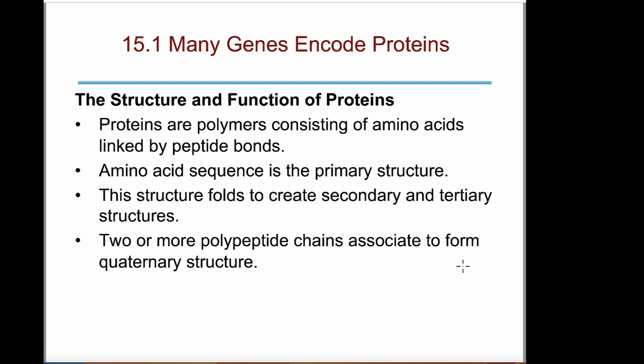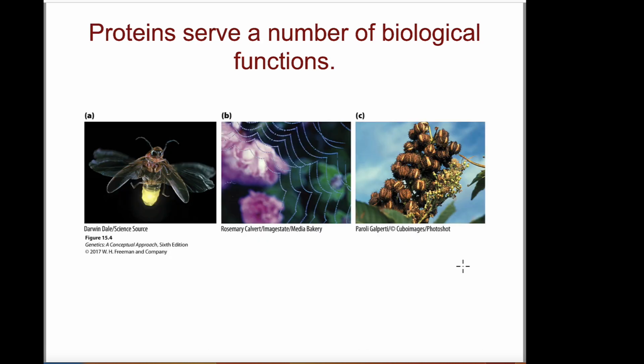The linear sequence of amino acids is considered the primary structure of a protein. And that primary structure can then fold to create secondary and tertiary structures. When you have multiple polypeptides, 2 or more, they can interact with each other to form what we call quaternary structures. So let's look at some examples.